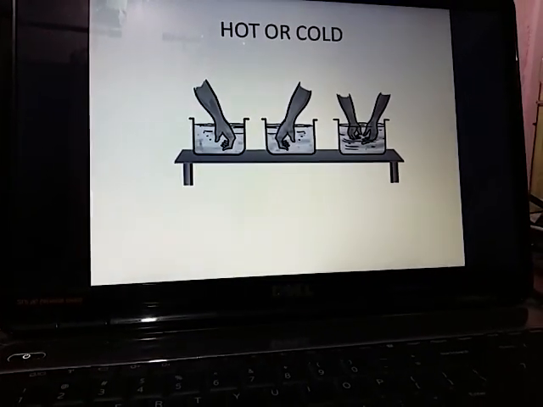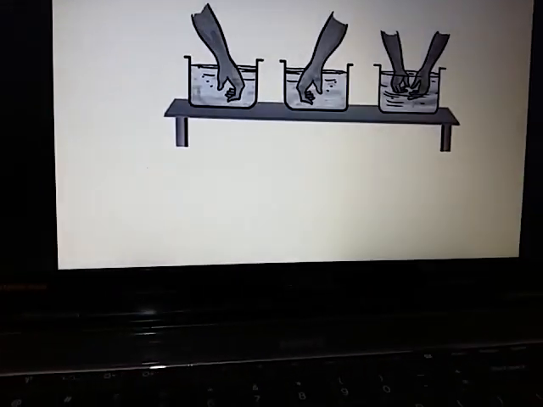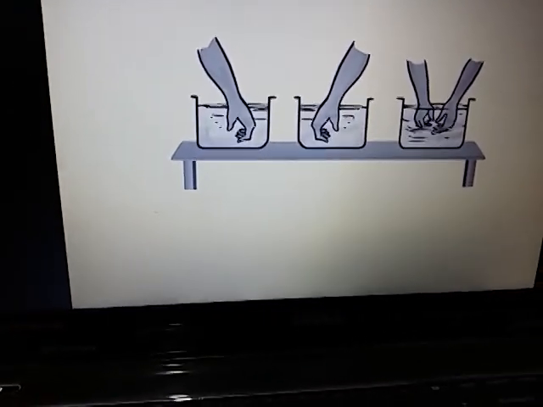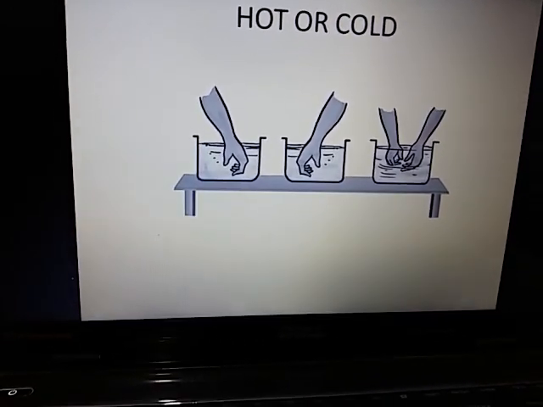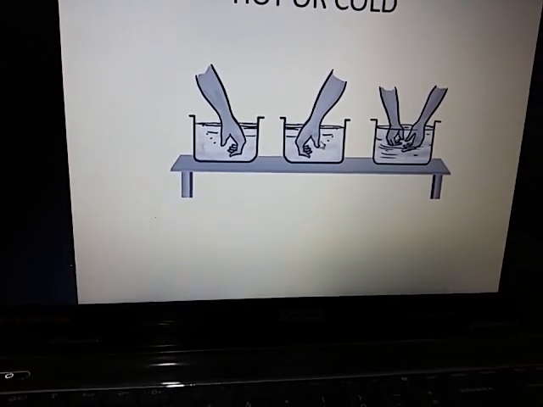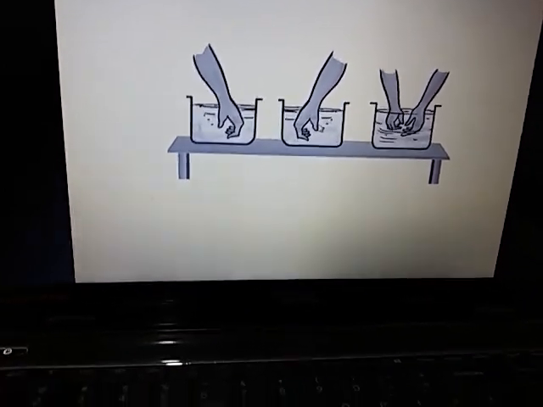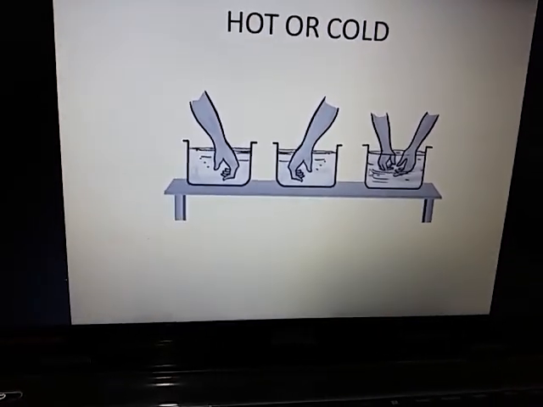Now there is a small activity. You can see that here you have to take 3 beakers and fill them with water. First one with cold water, second here with warm water, and then here a mixture of both cold and warm water.